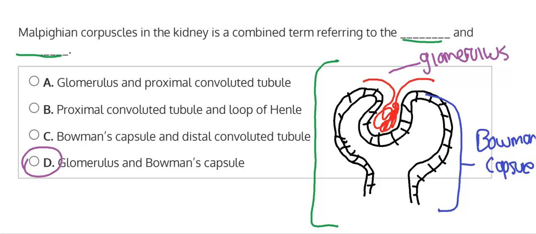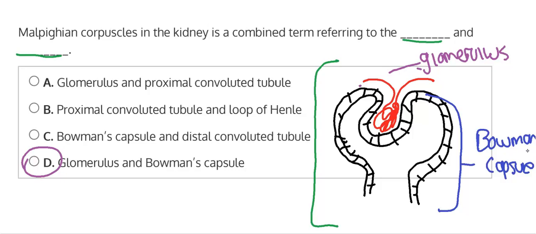So we have the two parts, the glomerulus, which is the cluster of blood capillaries, which you can see here. This is our cluster of our blood capillaries. And we also have our Bowman's capsule, which is the structure that surrounds the glomerulus. So the two combined, they form a filtration unit within the nephron, which remember is the structural unit of the kidney. And within this unit, they filter out blood so waste products could be removed.